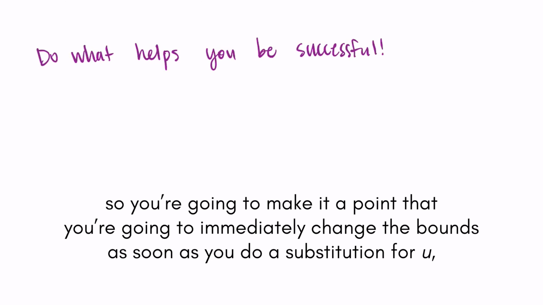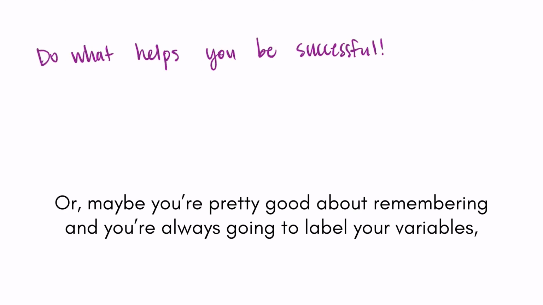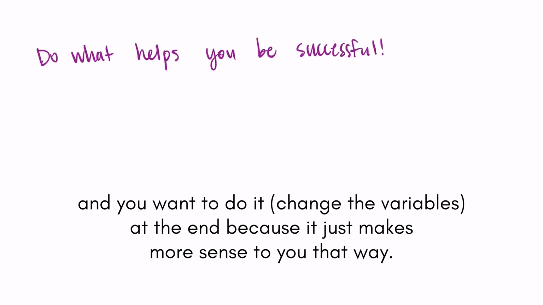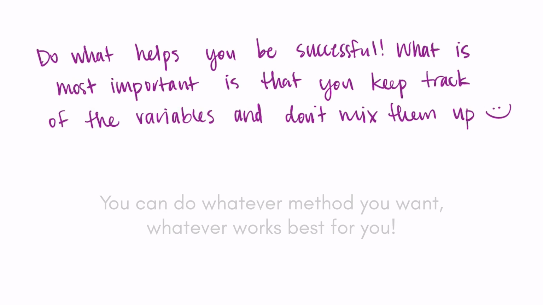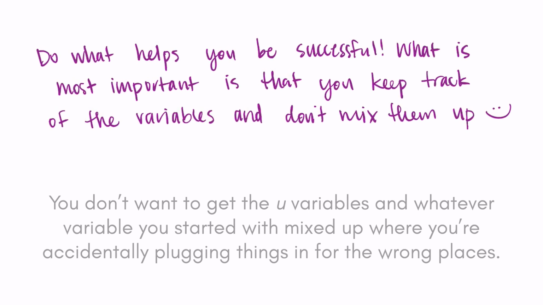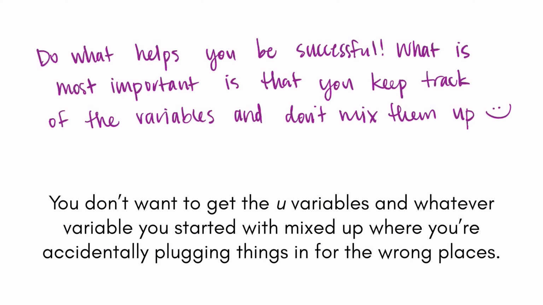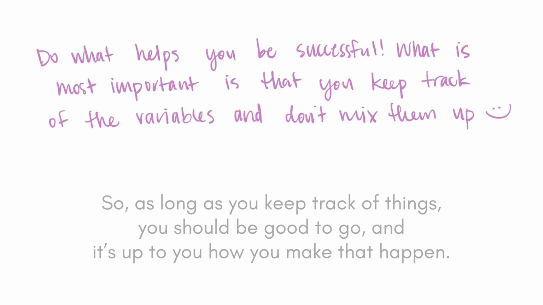So you're just going to make it a point that you're going to immediately change the bounds as soon as you do a substitution for u, and that's what's going to help you remember. Or maybe you're pretty good about remembering and you're always going to label everything, and you want to do it at the end because it just makes more sense to you that way. You can do whatever you want, whatever works best for you. What is most important is that you keep track of the variables and don't mix them up. So you don't want to get the u variables and whatever variable you started with sort of mixed up and you're accidentally plugging in things for the wrong places. So as long as you keep track of things, you should be good to go, and it's up to you how you make that happen.